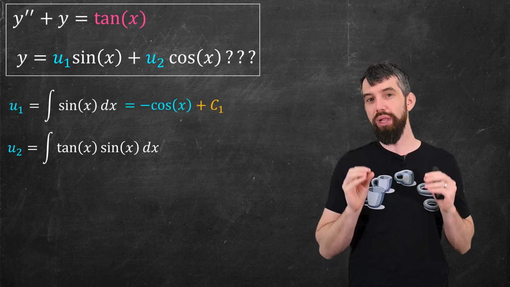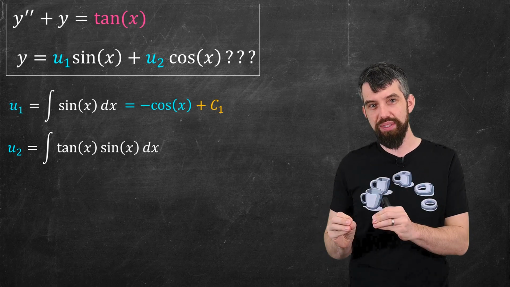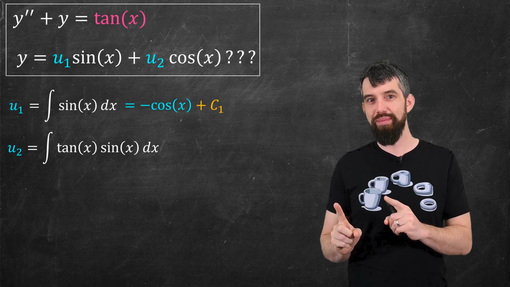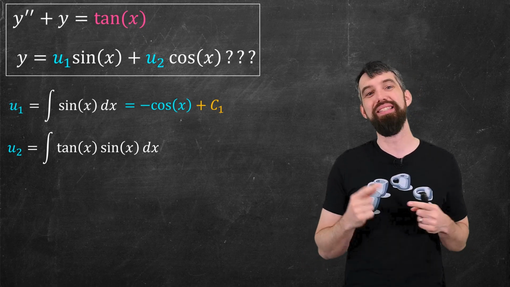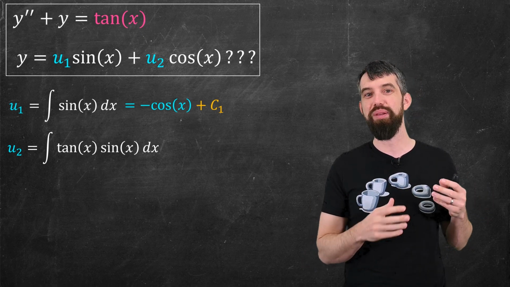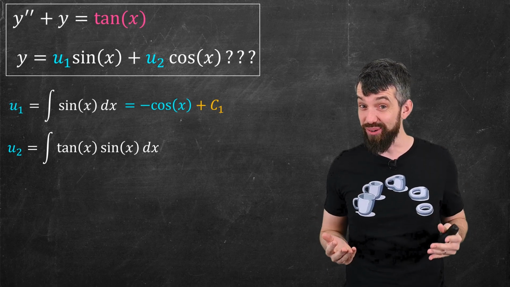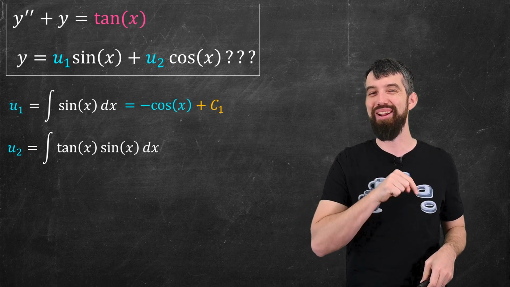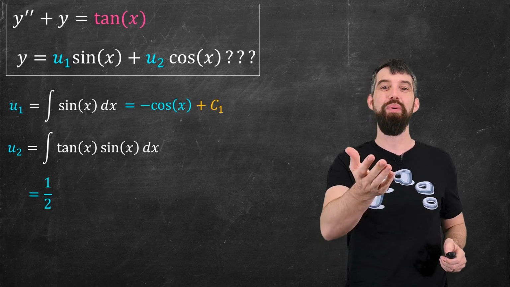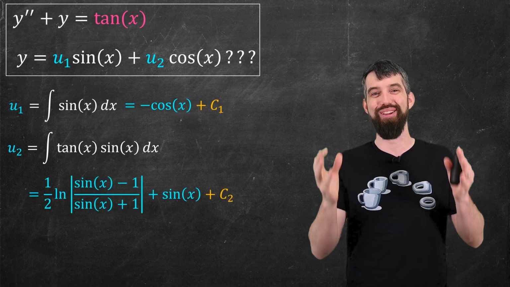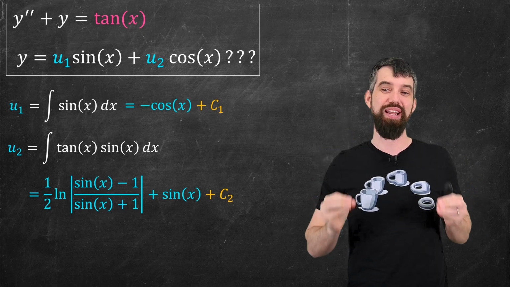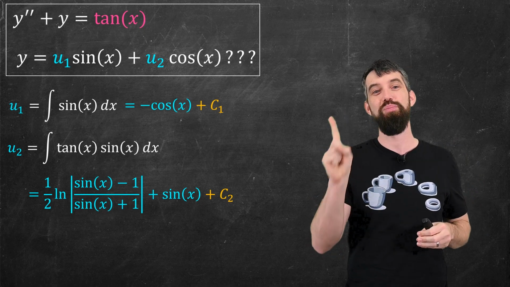And then the integral of tangent times sine of x, that one actually is a little bit obnoxious. It's related to the same way that the integral of secant is obnoxious. So it's a bit of algebraic trickery. I'll let you try and figure it out down in the comments if you're so inclined. But the solution to this is, well, 1/2 logarithm of the absolute value of (sine x minus 1) over (sine x plus 1), plus sine of x plus a constant.